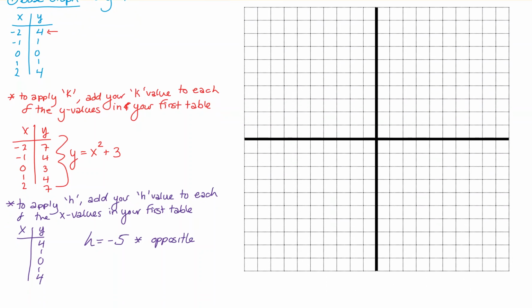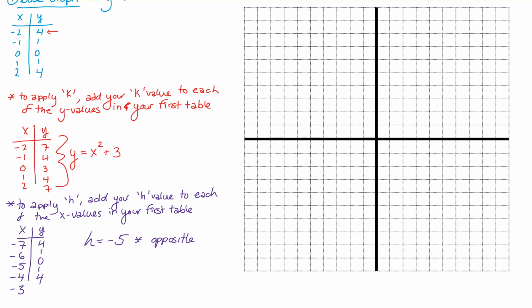Okay, well, if that's the case, what's negative 2 from our first table plus negative 5? That's negative 7. Negative 1 plus negative 5 is negative 6. 0 plus negative 5 is negative 5. 1 plus negative 5 is negative 4. And 2 plus negative 5 is negative 3. And now we have all of our table of values, and we can graph everything we see here.